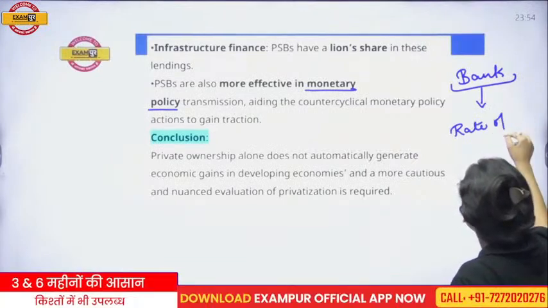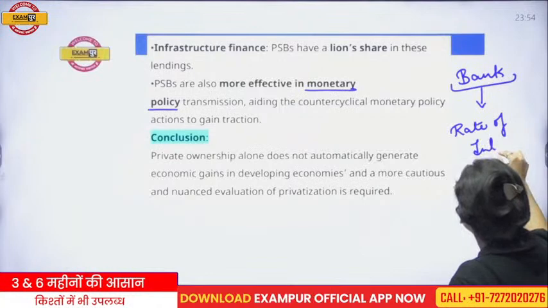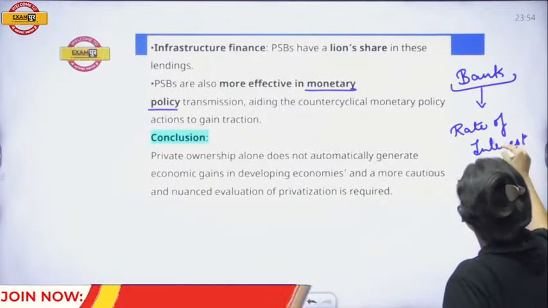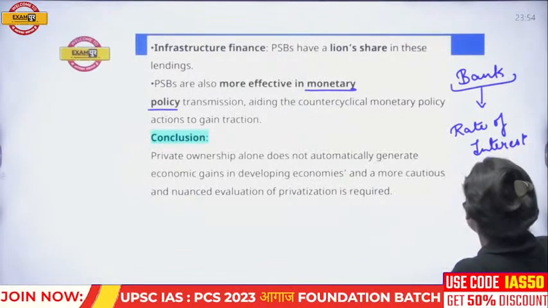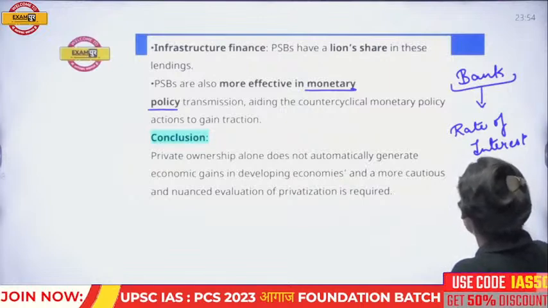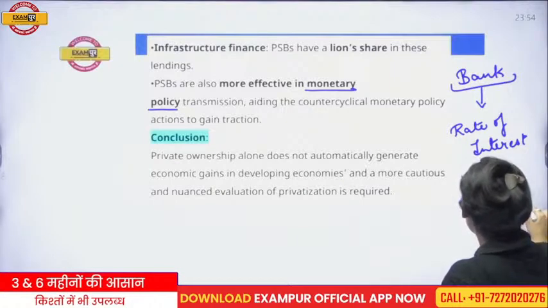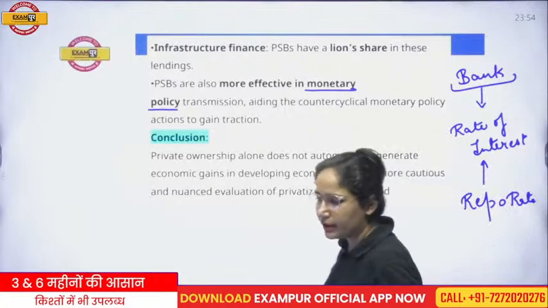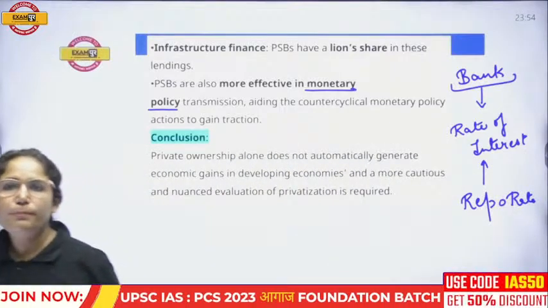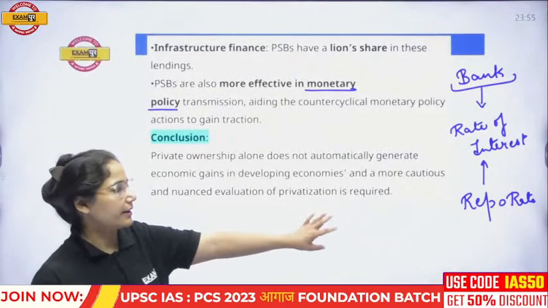How can we control the rate of interest? By altering the repo rate. We can make alterations in the repo rate, and it would have a direct effect on the rate of interest.